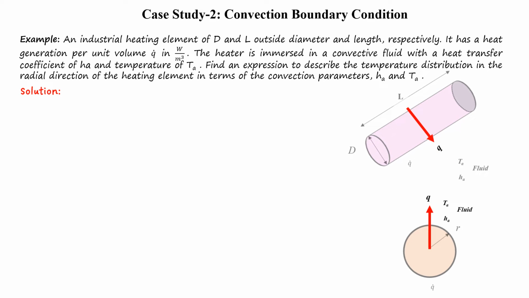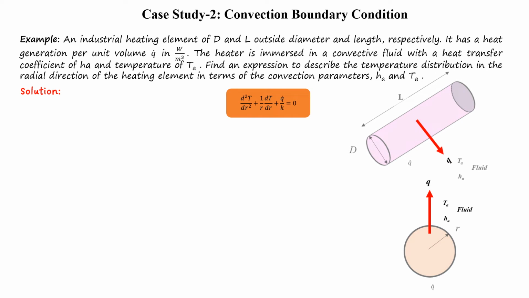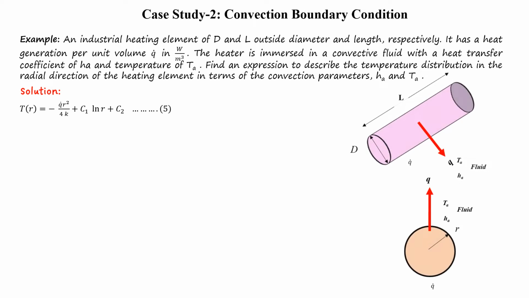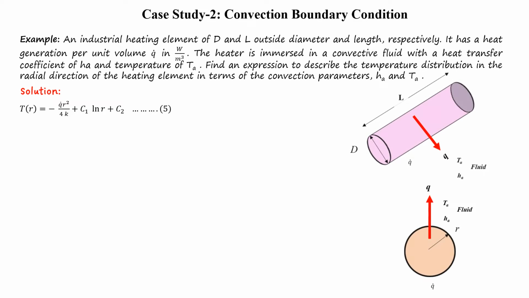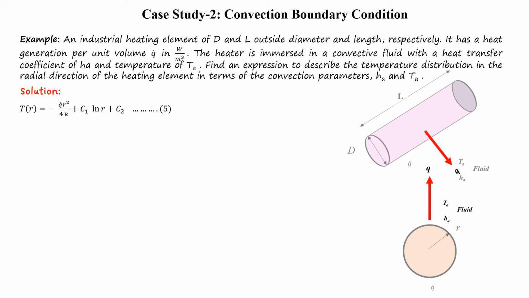So the solution, as usual, starts from the magic equation: d squared T by dr squared plus 1 over r times dT by dr plus q dot divided by k equals 0. And when we made two successive integrations, we obtained equation number 5, which represents the temperature variation in the r direction in terms of q dot, thermal conductivity, and the radius.